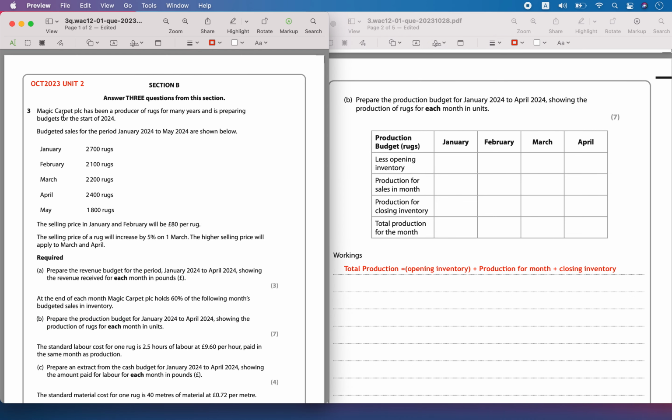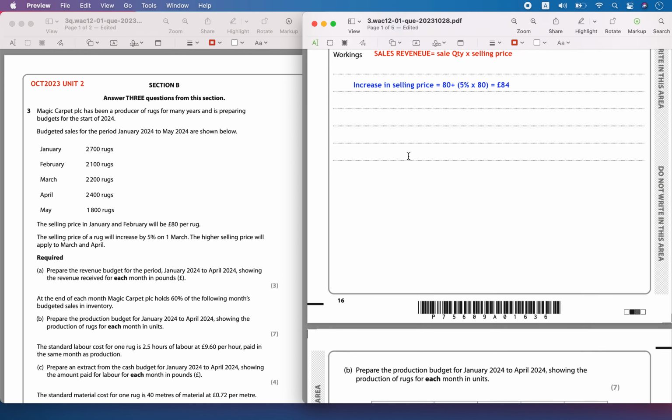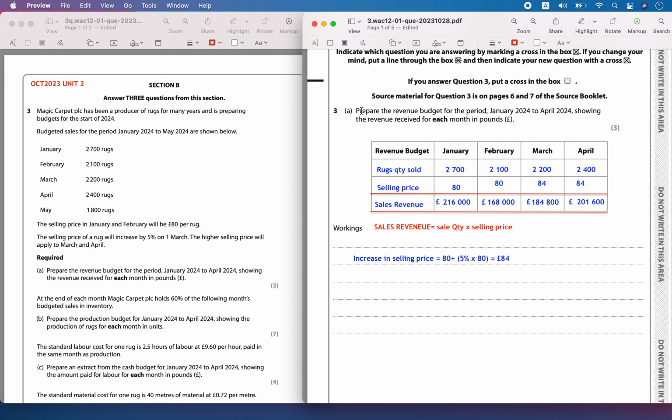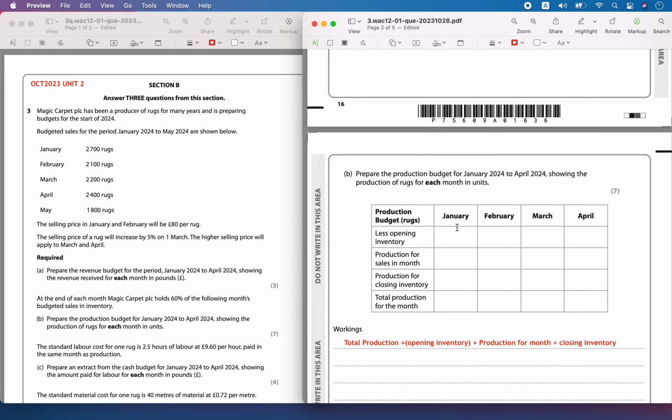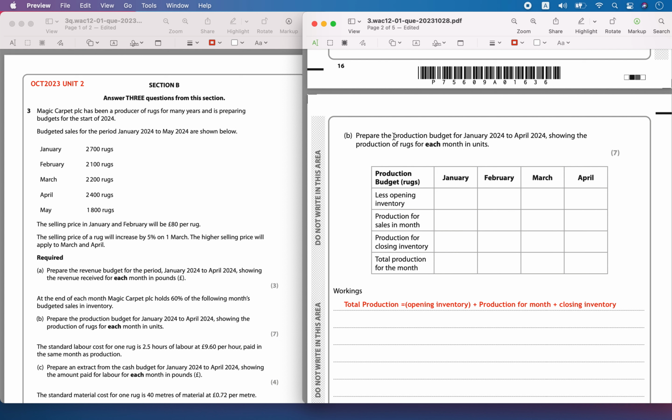Hello, today we are solving October 2023 Unit 2, third question part B. In the previous question, we had prepared the revenue budget. The revenue budget is going to give you the total of expected sales revenue which is going to be earned by the business based on some projections. Now we have to prepare how much of it needs to be produced so that we can have sufficient sales, that is expected, that is budgeting.